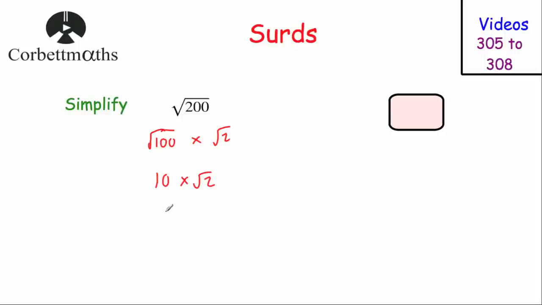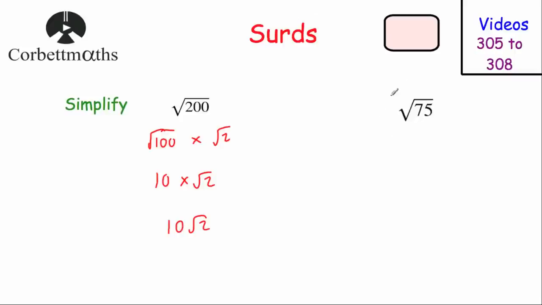And in surds, a bit like algebra, we tend not to write the multiplication sign. So instead of writing 10 times root 2, we just write 10 root 2, and that means 10 lots of root 2. And that's it. So if we want to simplify a surd, you look for the biggest square number you can divide it by, and then you split it up into two surds multiplied together, so the square root of 100 times the square root of 2. You square root the square number, and then you just put them together. Let's have a look at another one.